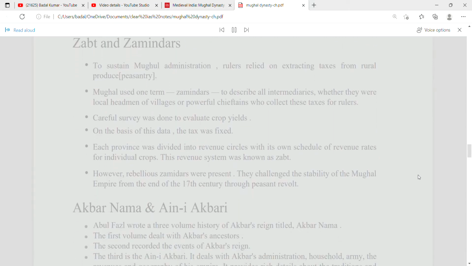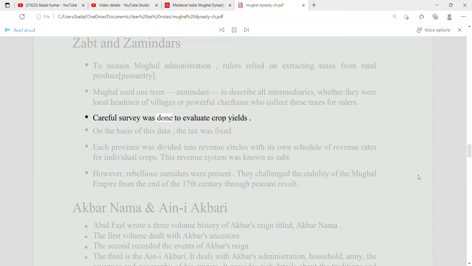Zabt and Zamindars. To sustain Mughal administration, rulers relied on extracting taxes from rural produce, the peasantry. Mughals used one term, Zamindars, to describe all intermediaries, whether they were local headmen of villages or powerful chieftains who collect these taxes for rulers.